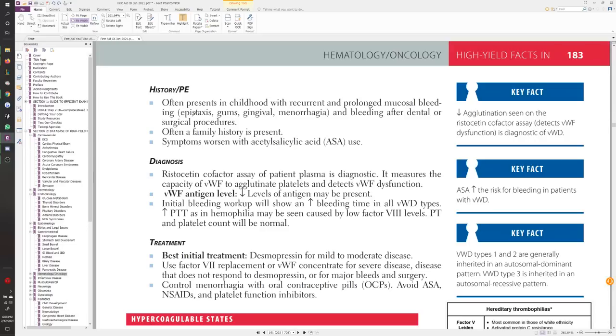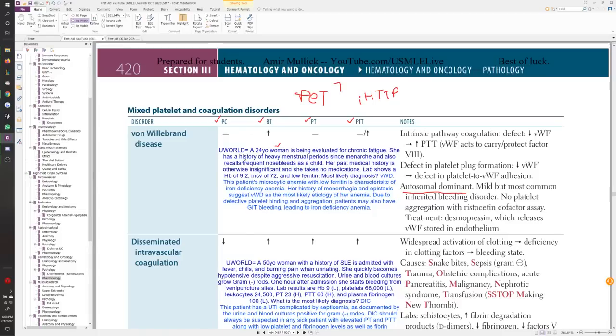Right, so this is why I'm saying that if you get a question on VWD, it's going to be a type 1. Right? And bleeding after dental or surgical procedures, which is mimicked in hemophilia as well. Often a family history is present. Symptoms worsen if you give them aspirin, which actually gets rid of even the platelets they would have.